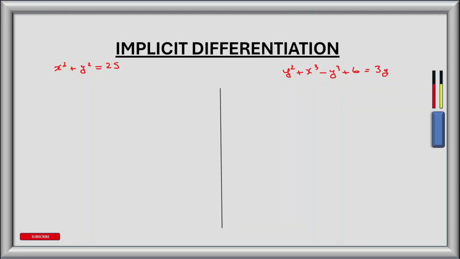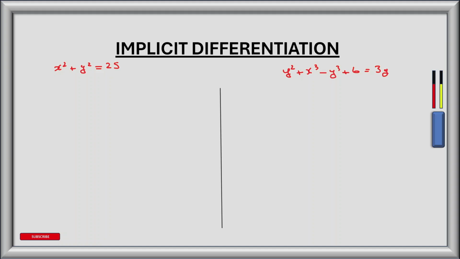So previously, when we've been looking at differentiation, we've always had y as the subject of our equation, so y is equal to some function of x. This is known as explicit differentiation. In the example x squared plus y squared equals 25, this is no longer the case, and we need to use something called implicit differentiation.